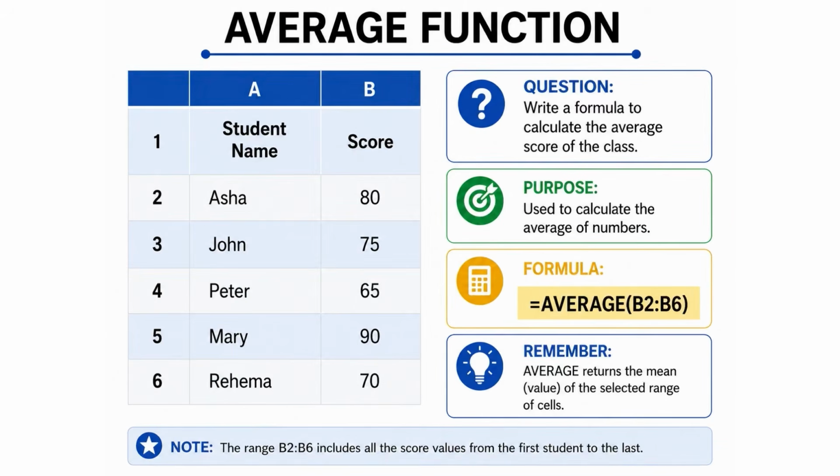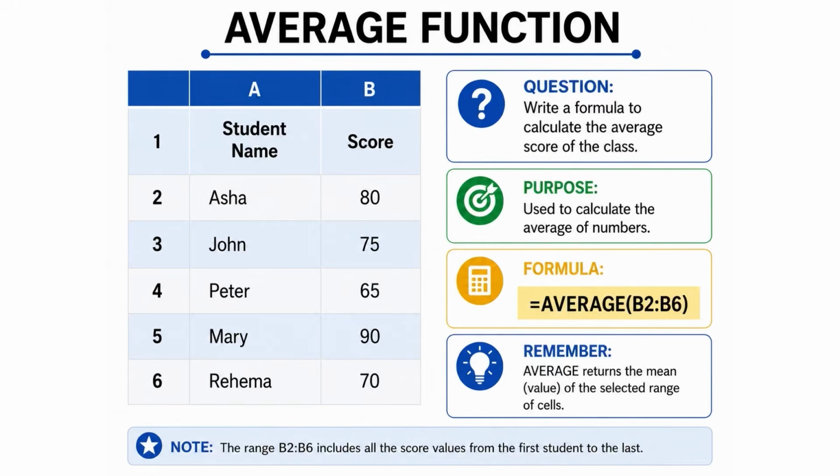Now let's learn about the average function. The average function is used to calculate the average of a group of numbers. In this example, we want to find the average score of all students. First, we identify where the scores are located. We can see that the scores are in column B from cell B2 up to cell B6. Since we want to calculate the average of these scores, we use the average function.